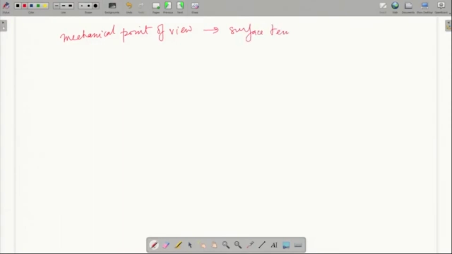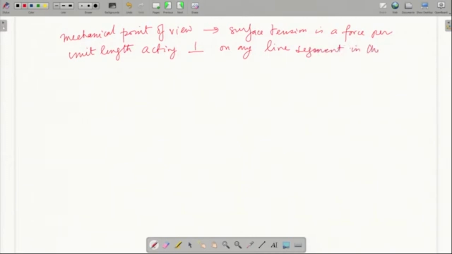surface tension is a force per unit length acting perpendicular on any line segment in the surface.